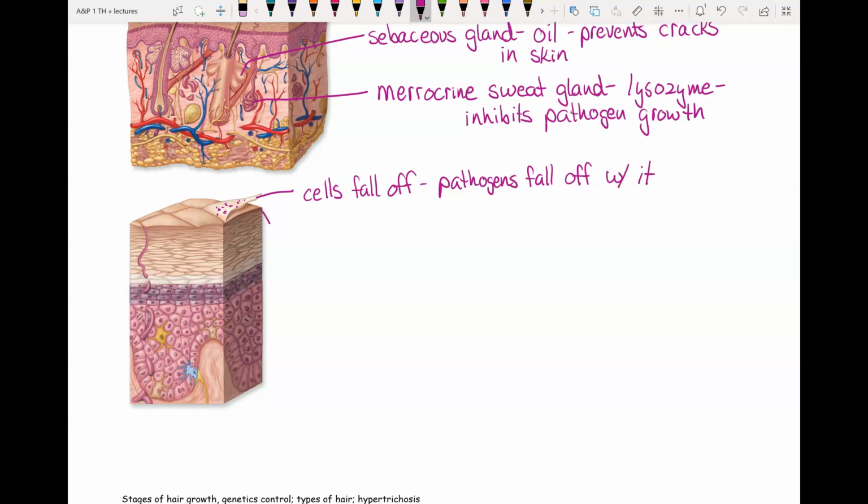Then also, this whole area is dead cells. You have about 30 layers of dead cells here. Well, that is also protecting you from infection. They're already dead, so they can't be infected. So they are a barrier between the germs that are in your environment and your living tissues that are vulnerable to infection.